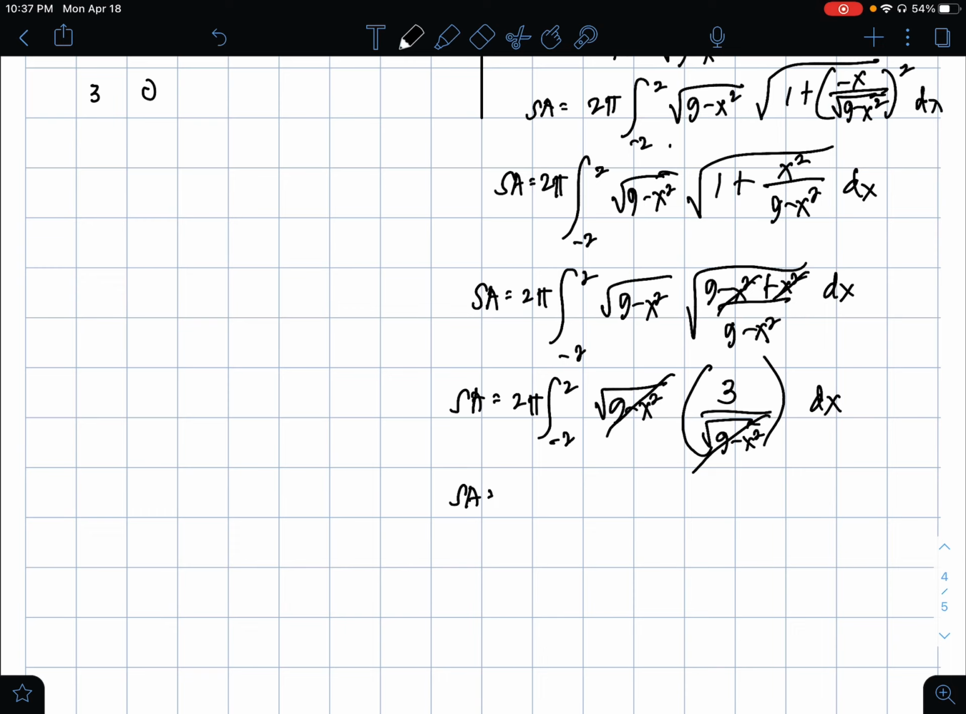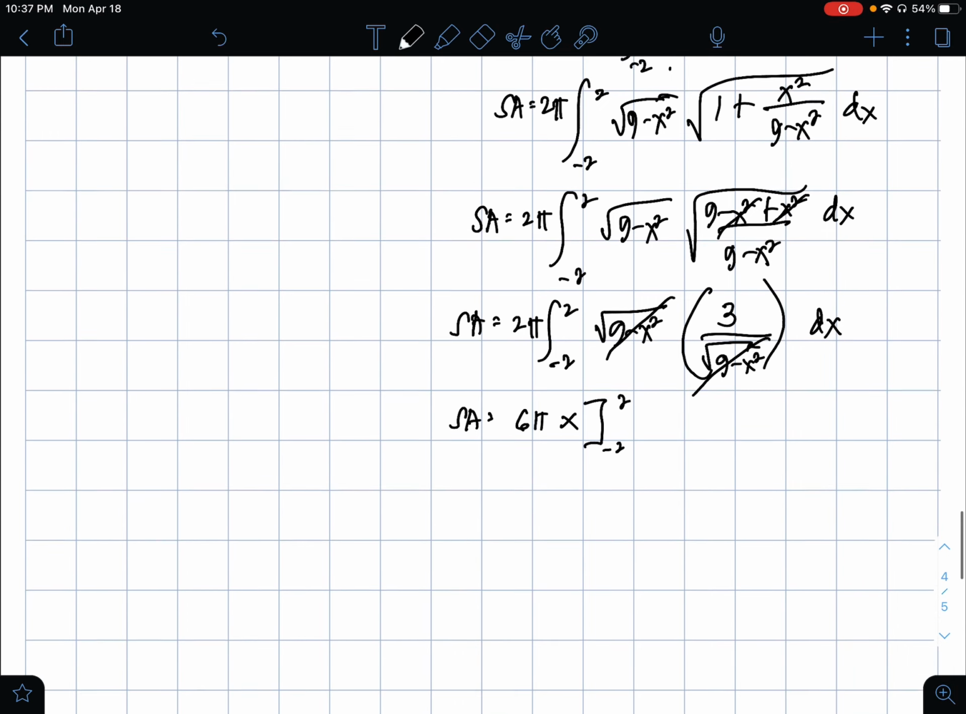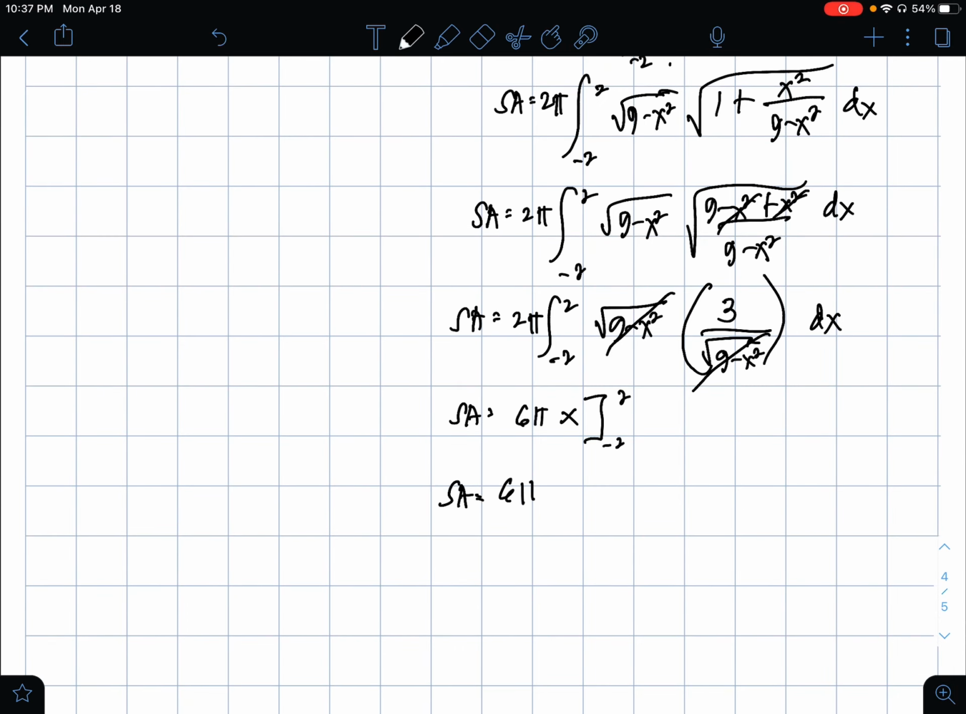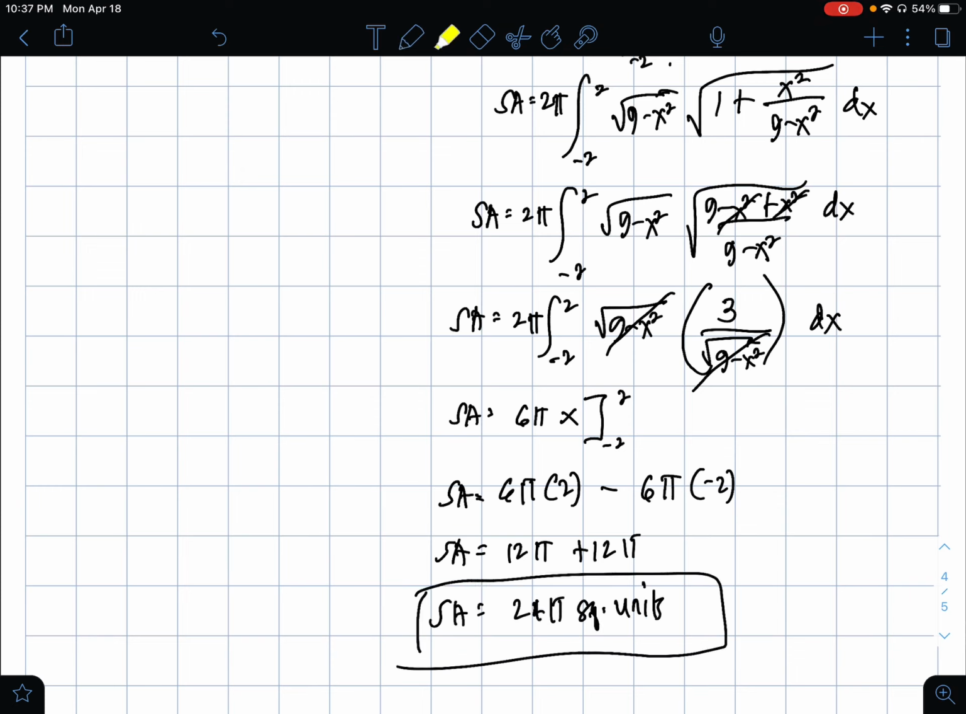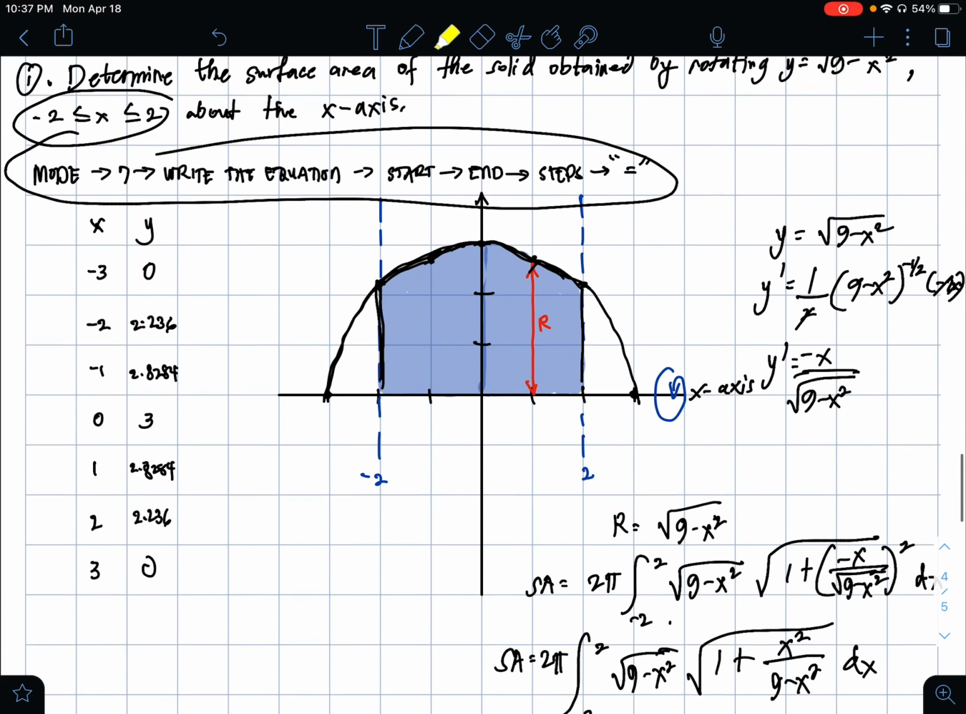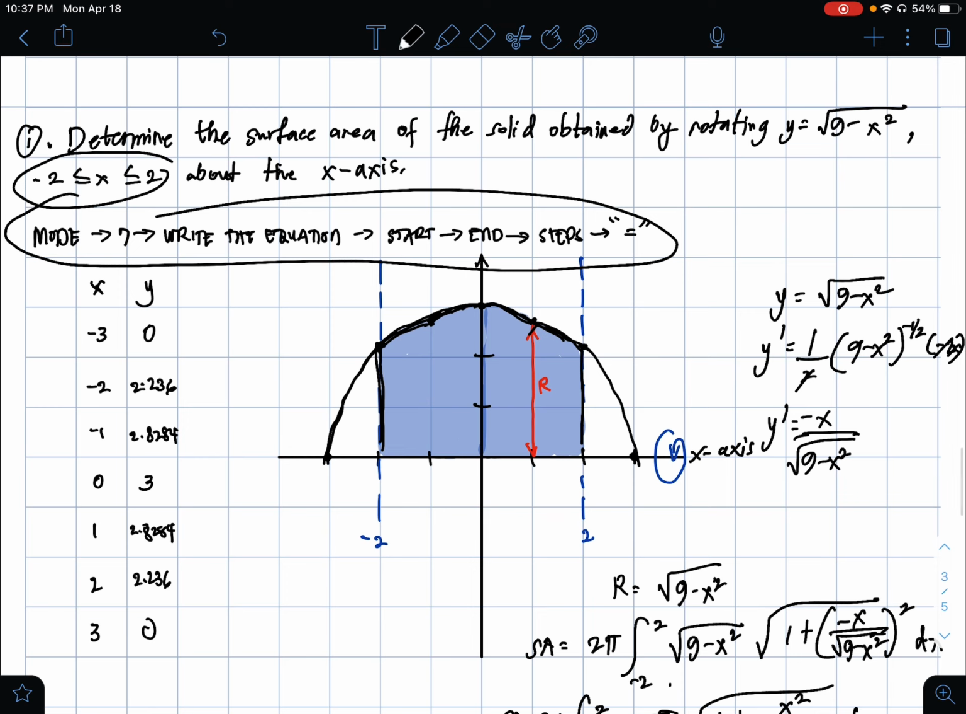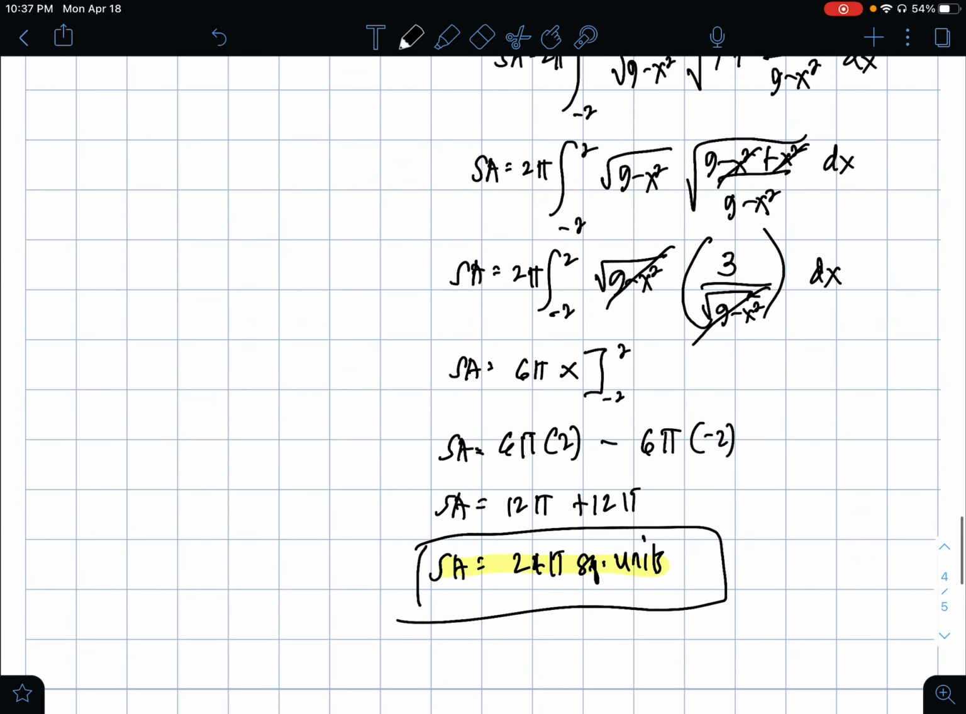So SA is equal to 2 pi times 3, that's 6 pi x from negative 2 to 2. So the surface area is 6 pi times 2 minus 6 pi times negative 2. That is 12 pi plus 12 pi, or our surface area is 24 pi square units, and that is your final answer. So the surface area of the solid by rotating this equation from negative 2 to 2 about the x-axis is 24 pi square units.